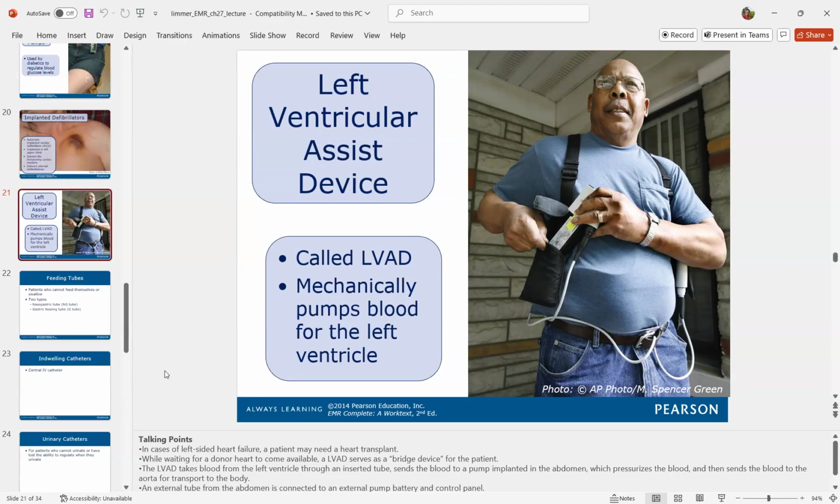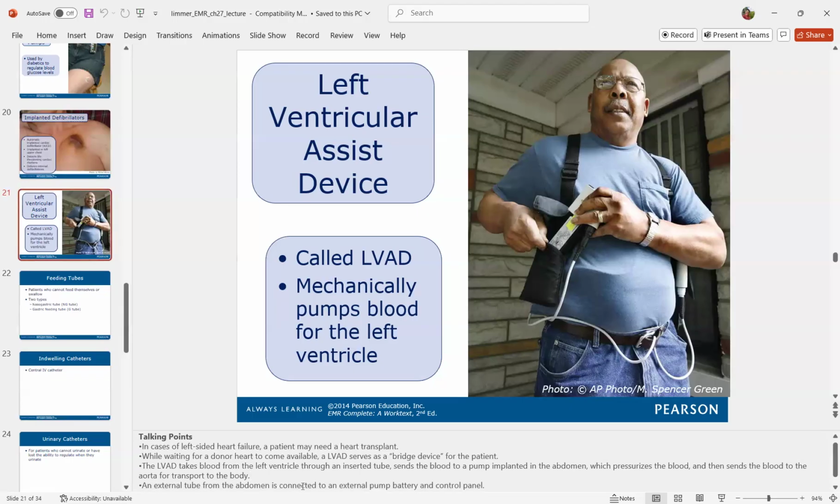So you have left-sided heart failure. So that left ventricle isn't working. So while waiting for a donor heart to come available, an LVAD serves as a bridge device for these patients. The LVAD takes blood from the left ventricle through an inserted tube, sends the blood to a pump implanted in the abdominal area. It pressurizes the blood like the left ventricle would do, and then it sends the blood out to the aorta to transport it to the rest of the body.